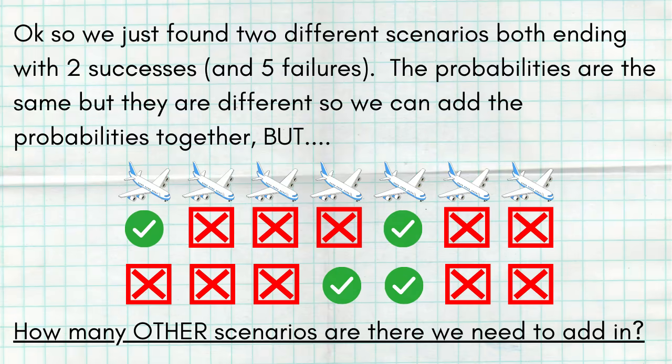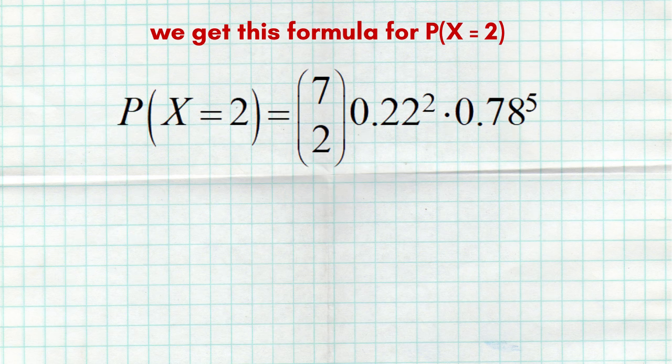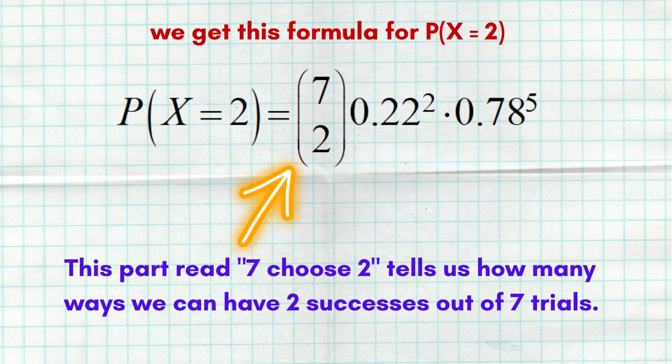So the real question is, how many ways can we have 2 successes out of 7 trials? Because I just went over 2 different specific scenarios, both ending with 2 upgrades. Now again, the probabilities were exactly the same, but the scenarios are different, so I have to take them into account as being different. But how many other scenarios of 2 upgrades out of 7 are there? Well, that is what 7 choose 2 figures out for us. The number of combinations of 2 out of 7 trials.